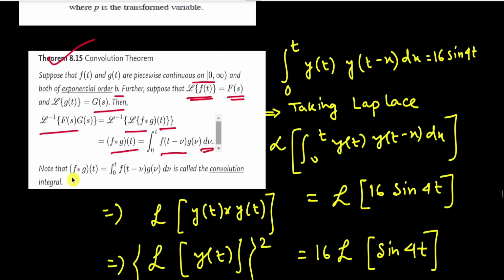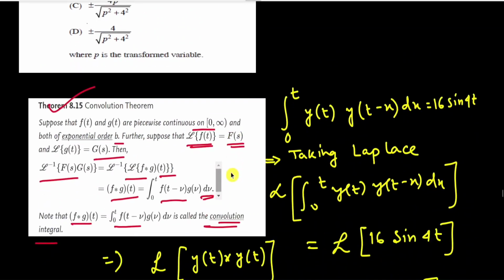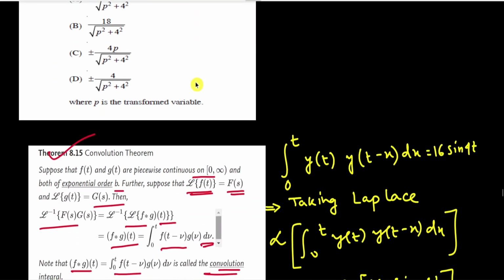That means f compose g (t) equal to integration 0 to t f(t minus v) g(v) dv is called the convolution integral. So here in this question we use this concept. Here it is given that this is y(x), and also this is y(t minus x). Therefore by comparison with the convolution theorem, both the functions f and g are y(t).